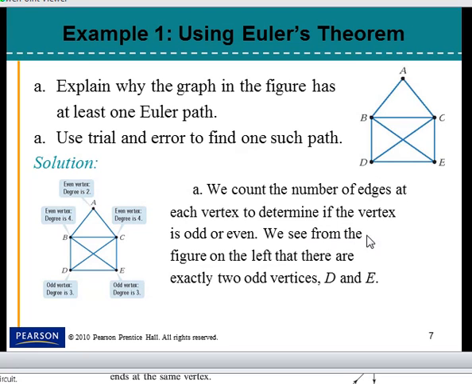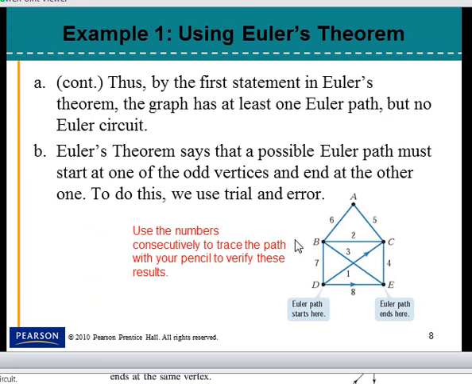As indicated here, we see from the figure on the left that there are exactly 2 odd vertices, D and E. Thus, by the first statement in Euler's theorem, the graph has at least one Euler path, but no Euler circuit.